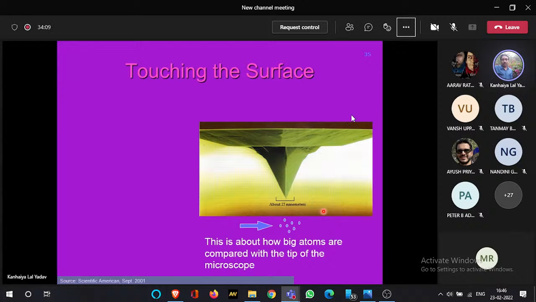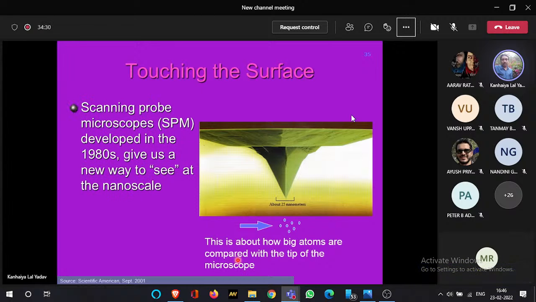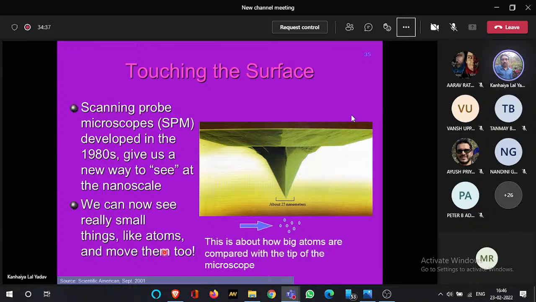And then we have touching the surface, STM. If you see here, this is the probe, and this scale is given as 25 nanometers. So this tip is how small it is. You can see about how big atoms are compared with the tip of the microscope. That is the scanning probe microscope developed in the 1980s, which lets us see at the nanoscale. We can now see really small things like atoms.